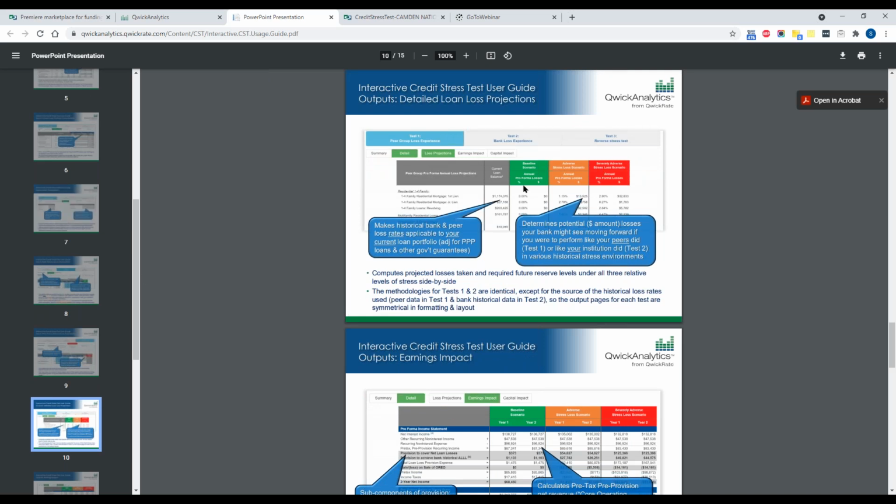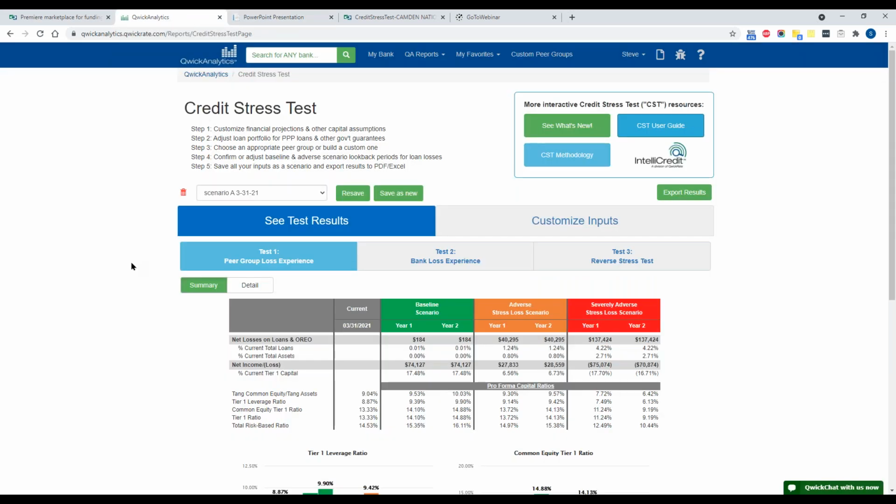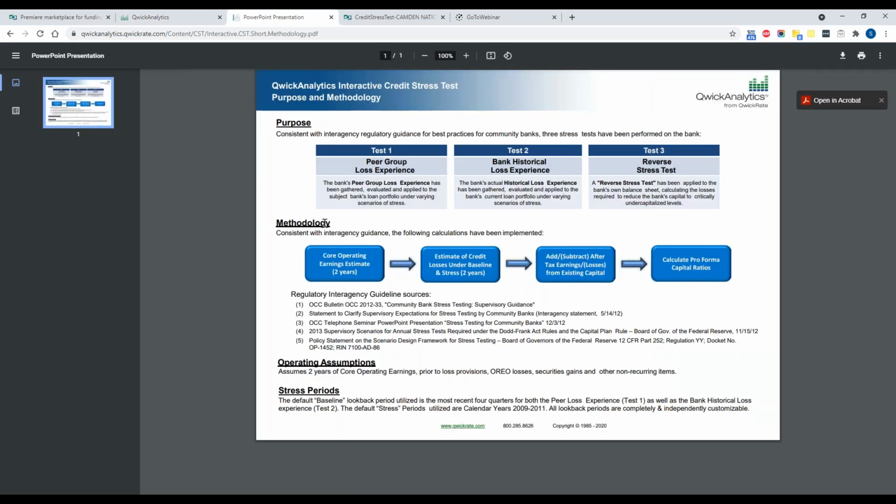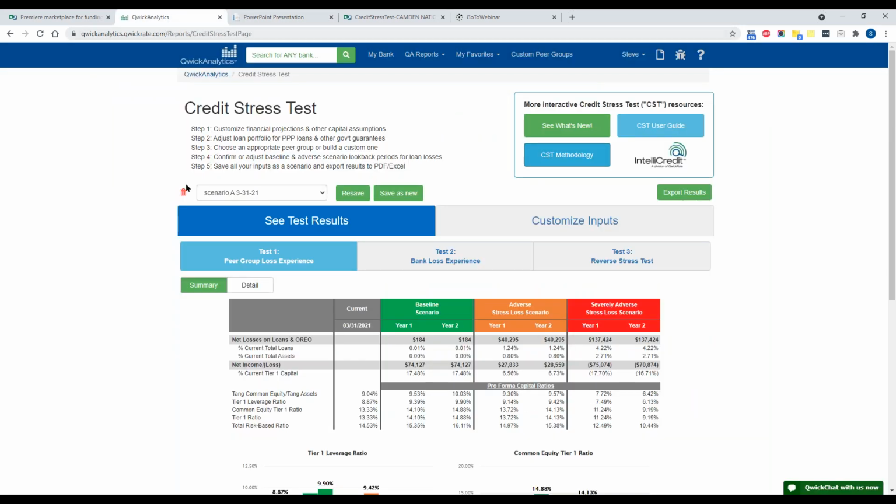A couple pages from here might actually be good to share with the board if you are sharing the stress test on a regular basis, because it does a good job of summarizing what you're looking at and what it means and how you should integrate it into your overall capital and strategic planning process. We also have a nice little 1-page methodology guide, which is a good summary of how we run the test.